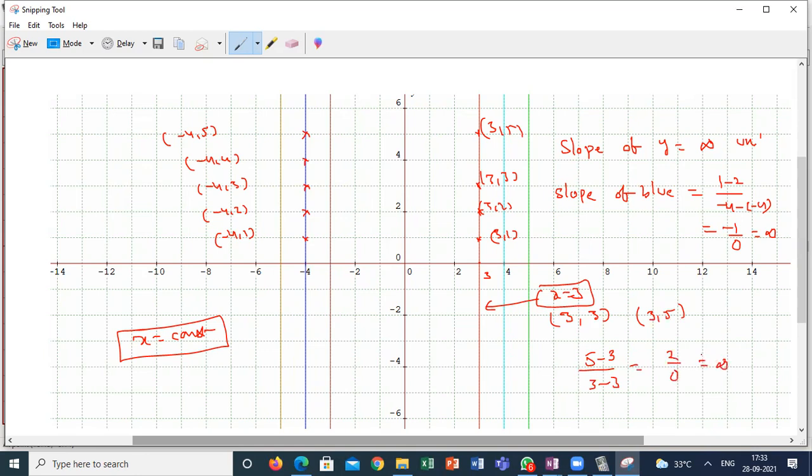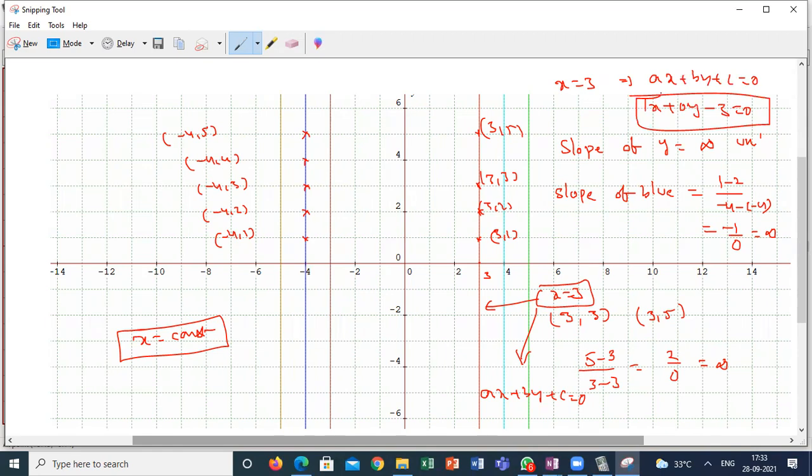So it is satisfying all our discussions from the previous class. And also, what is the standard form? Because we already know the standard form of a straight line is ax plus by plus c is equal to 0. That means x is equal to 3 is nothing but ax plus by plus c is equal to 0. If I want to write, this is 1x plus 0y minus 3 is equal to 0.